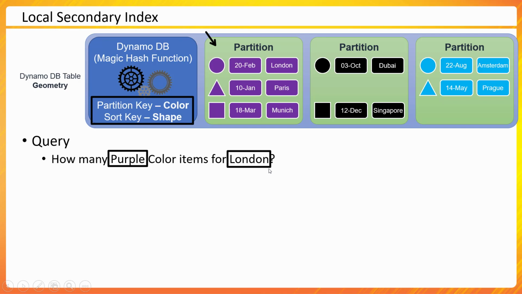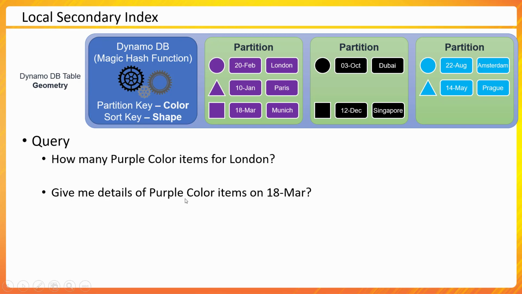So what does it have to do? It has to go to every purple color item and ask, are you from London? Are you from London? Are you from London? So this is not an efficient design, right? Or I ask another question, which says, give me details of purple color items on 18th March. Again, same thing. I would know where the purple color items are, but I still have to go to every item and check every attribute. This is not very efficient.